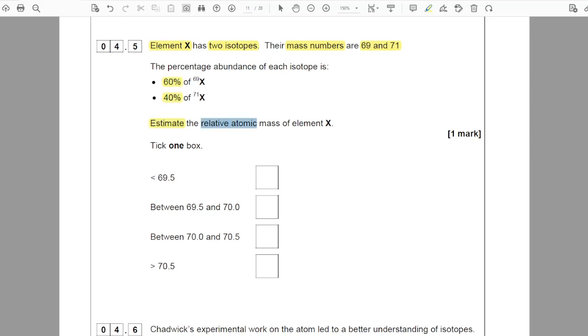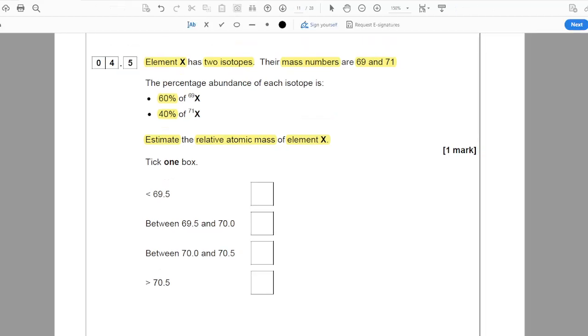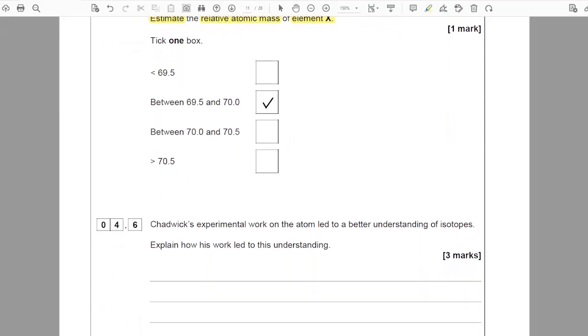Estimate the relative atomic mass of element X. You can quickly fill in the numbers in the formula to give you the answer. So you can do 60% of 69 plus 40% of 71 all over 100%, or just all over 1, and that should give you an answer between 69.5 and 70.